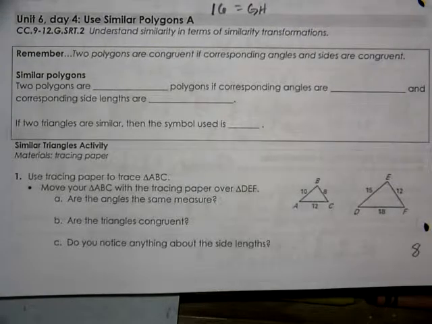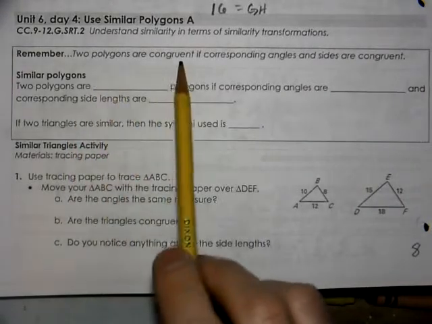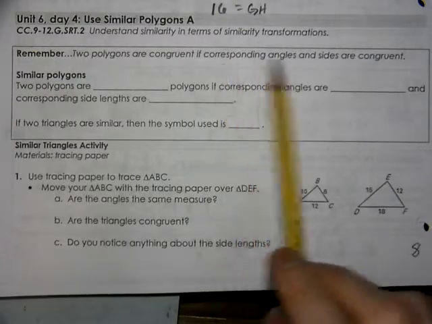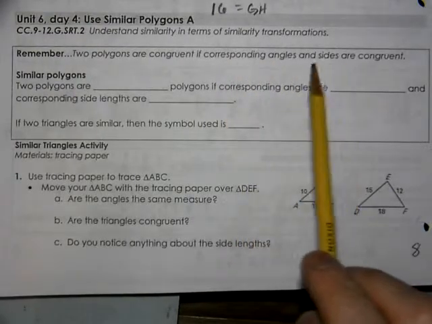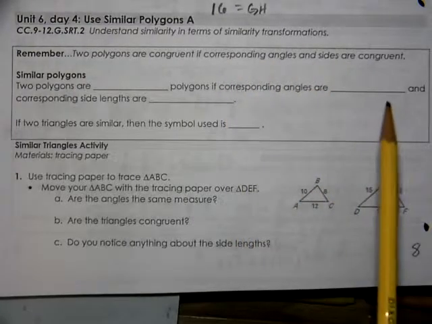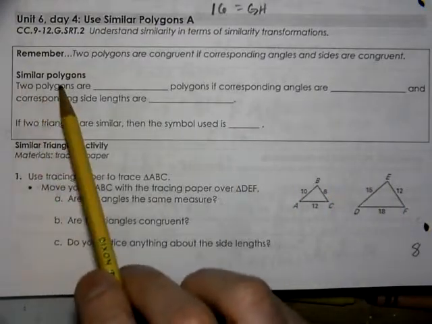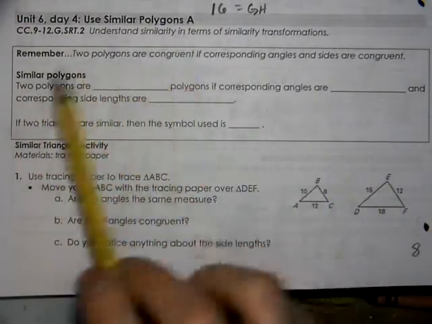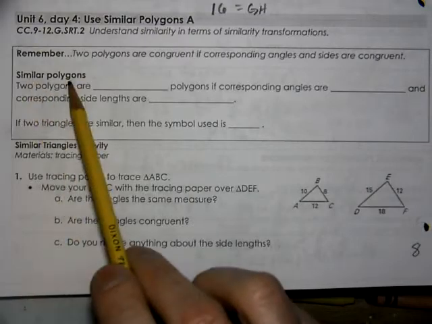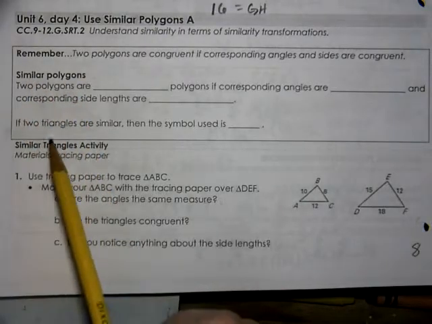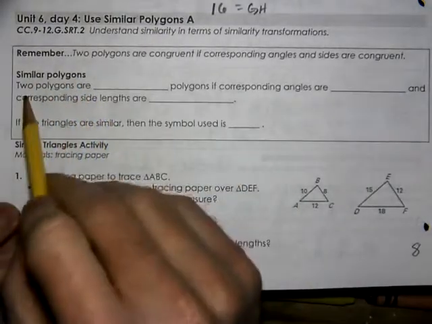This is Geometry, Unit 6, Day 4. We're talking about similar triangles. What we know about congruent triangles is that corresponding angles have to be congruent, and also the corresponding sides have to be congruent. But for similar polygons or triangles, it's not that they both have to be congruent.